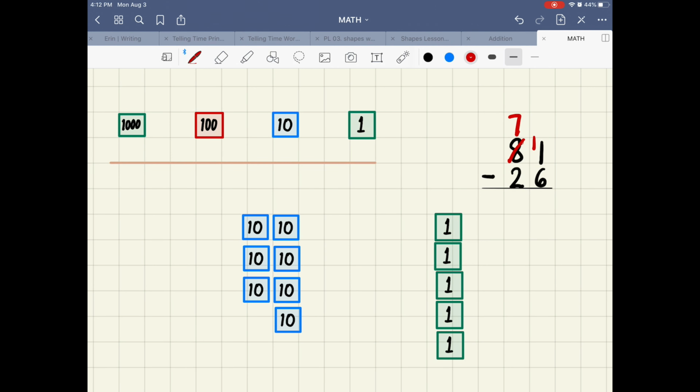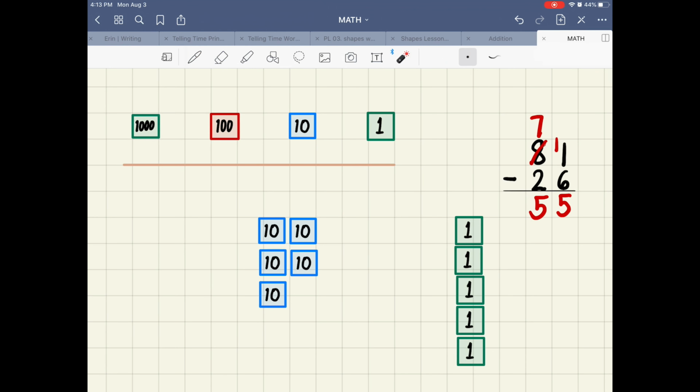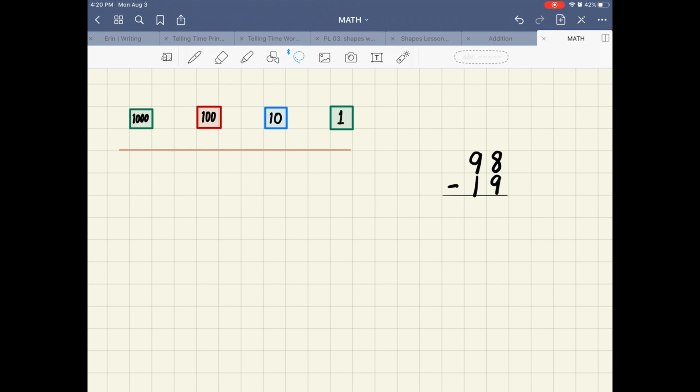1, 2, 3, 4, 5 units. And 7 take away 2. 1, 2. That leaves us with 5. So, 81 minus 26 equals 55. Next turn, and Zach's number is 98 minus 19.